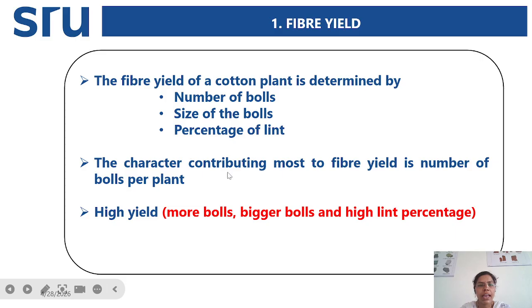The main character contributing more towards yield is the number of bolls per plant. If the number of bolls per plant is more, automatically the fiber yield will be more. So high yield comes from more bolls, bigger bolls, and a high lint percentage. Out of these three characters, the number of bolls per plant contributes the most towards yield.